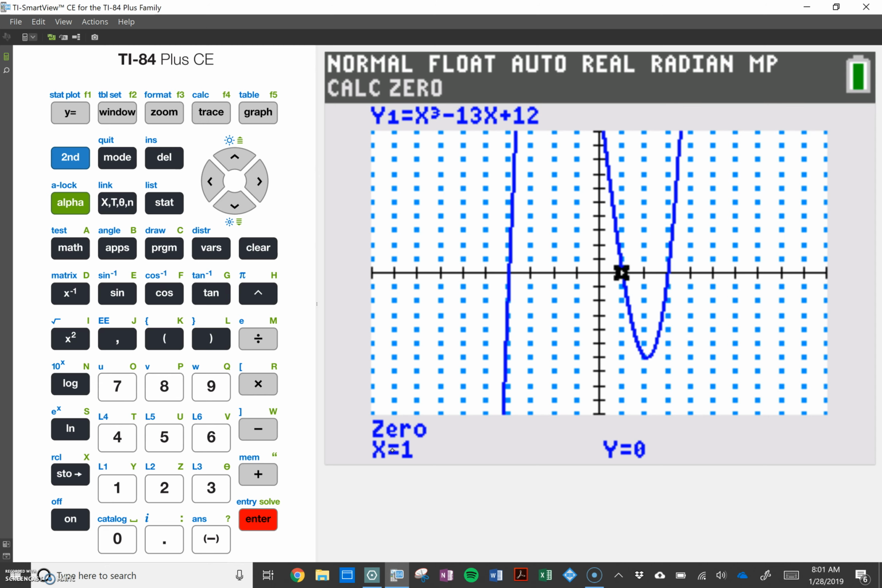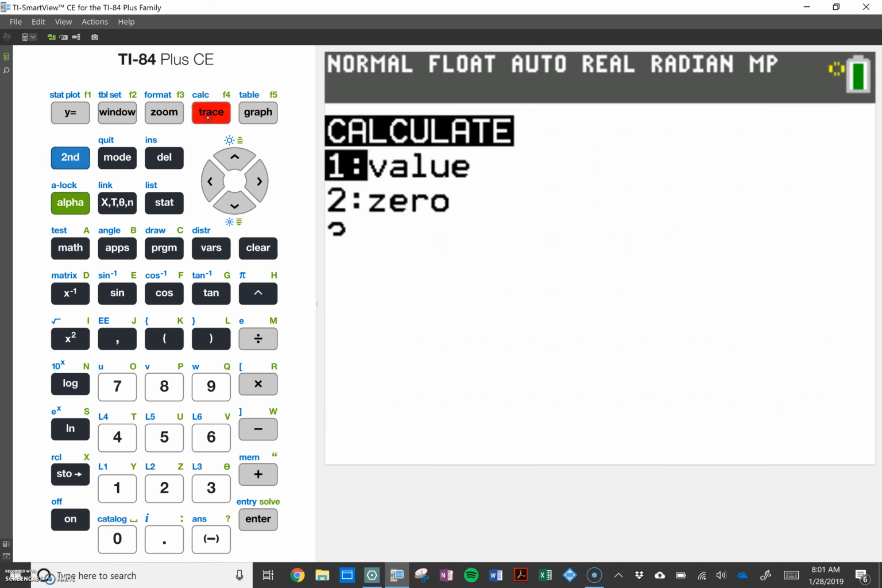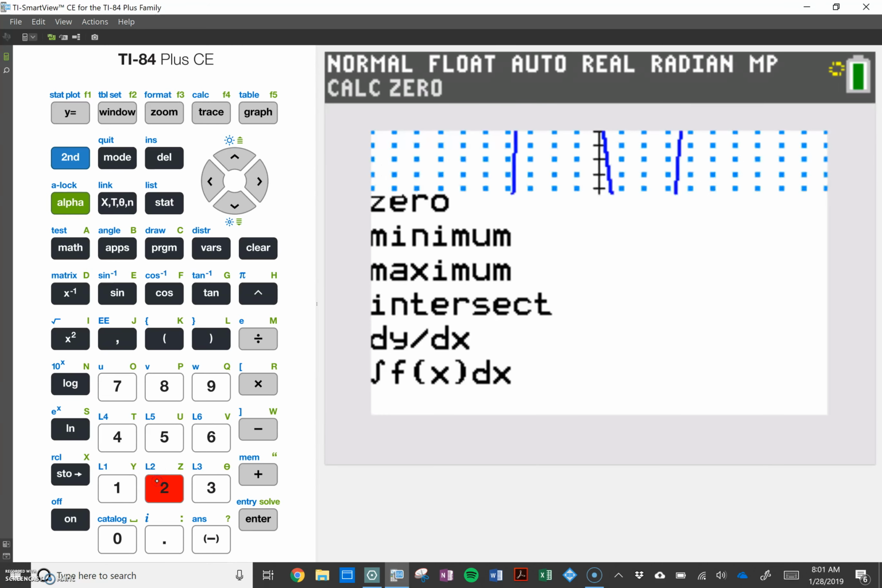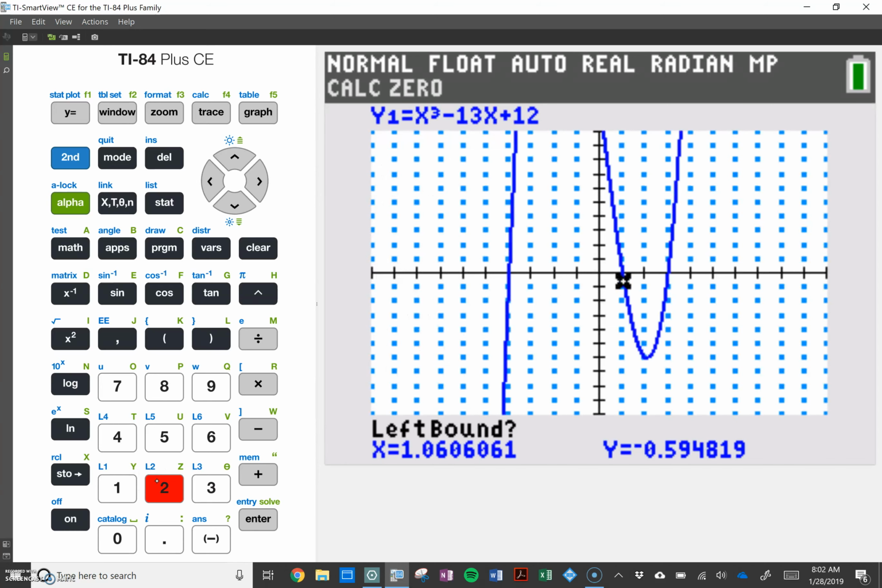Doing this one more time, second calc, 0. Now I'm going to move a little bit to the right. That's certainly close enough. I'm going to move past the third intersection point with 0, hit enter. And once again, my x-intercept is in between my two arrows. I hit enter a third time. And once again, I get the same answer in 3 different times.